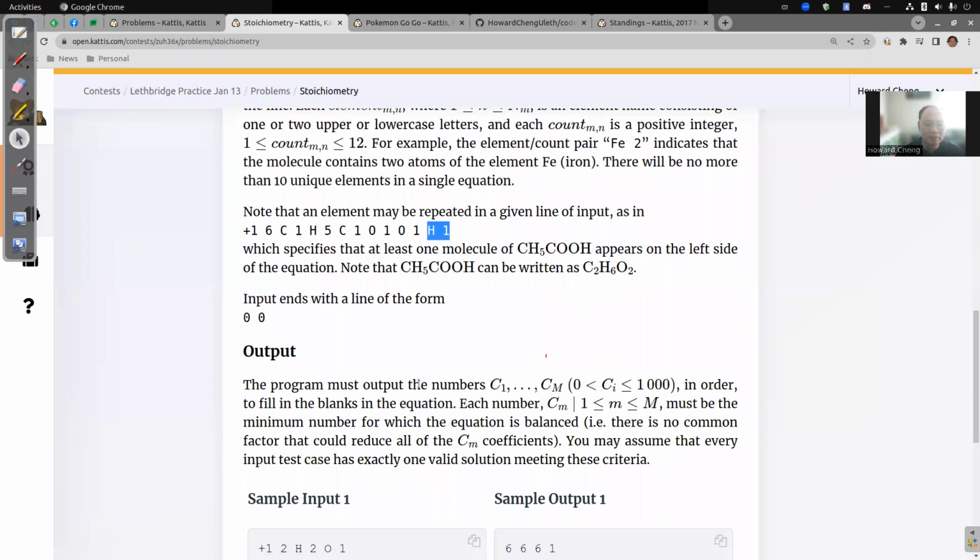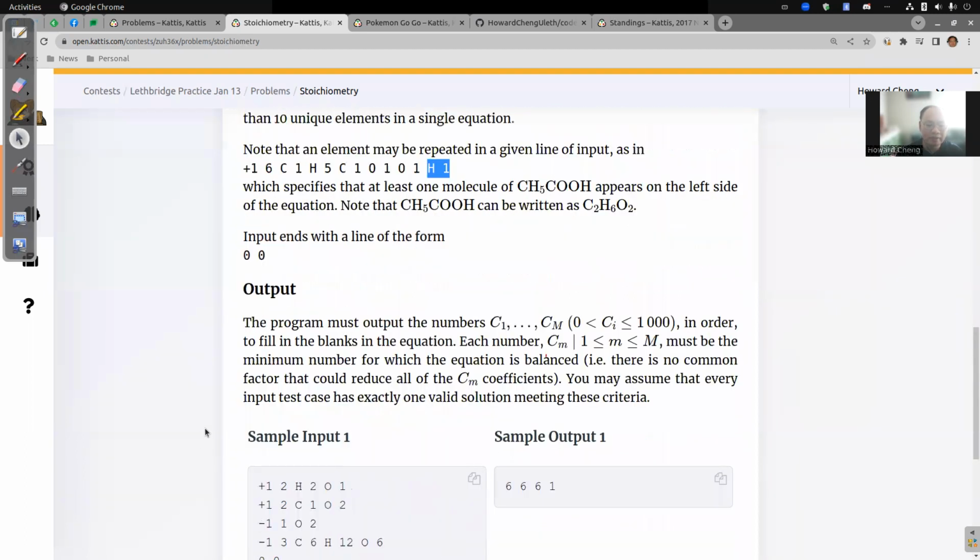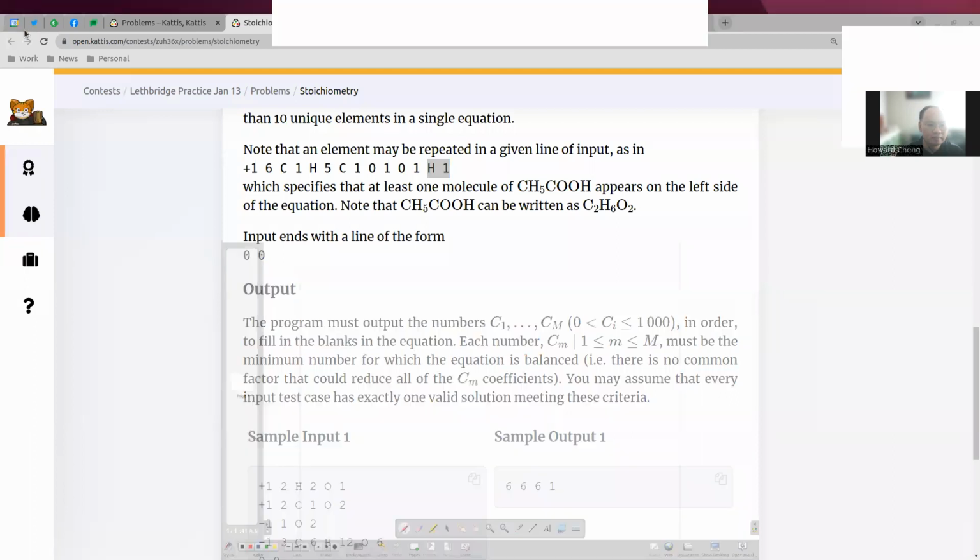The program must output the numbers C1 up to Cm in order to fill in the blanks in the equation. Each number Cm must be the minimum number for which the equation is balanced. There's no common factor that could reduce all the Cm coefficients. You may assume that every input test case has exactly one valid solution meeting these criteria. All right, so what is going on? How are we going to deal with this problem?